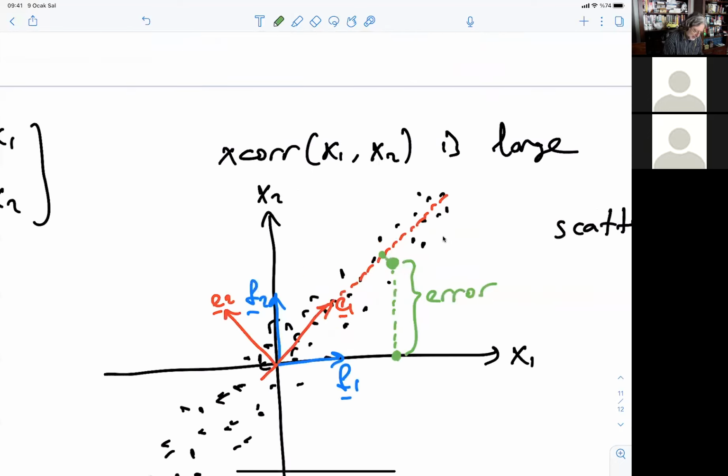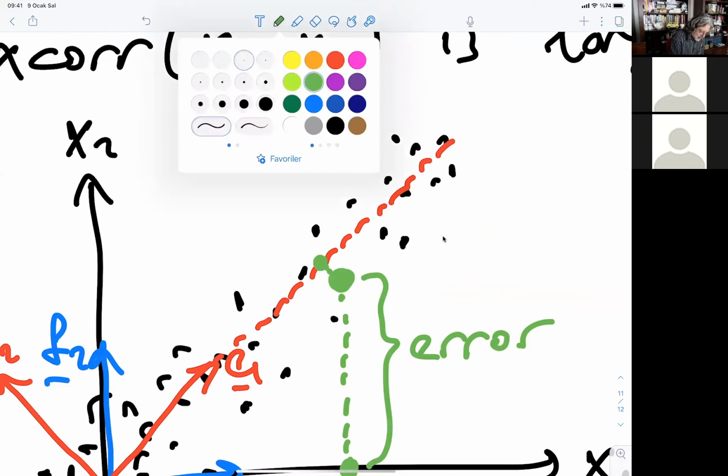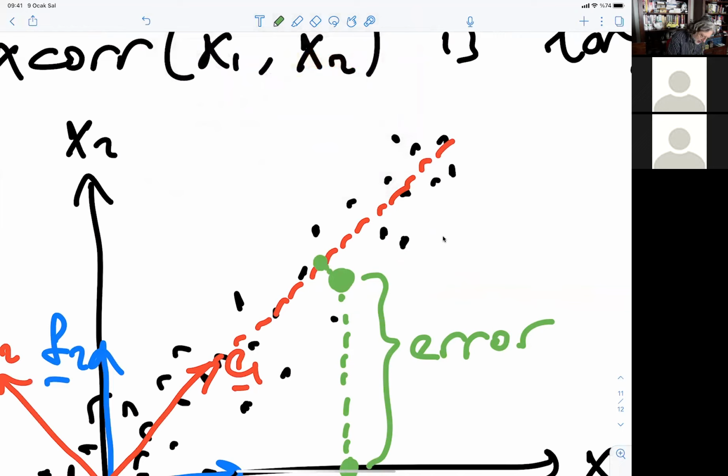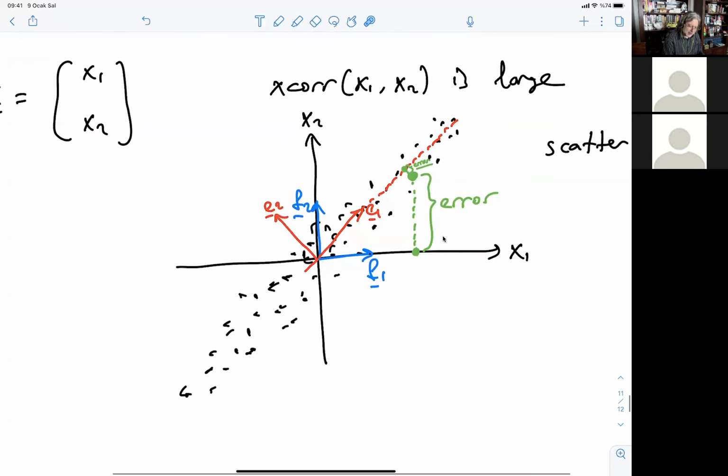Let me zoom a little bit. It will be projected to this point here, and it will make only this much error. And you see this error is significantly less than this error. And it's all because of the assumption that the cross correlation between x1 and x2 is large.